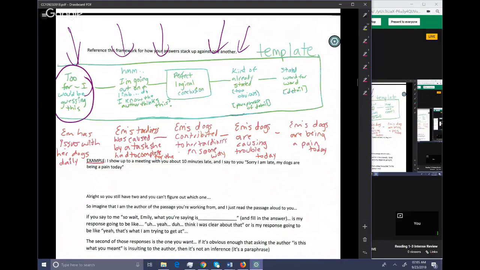And then on the other end of the spectrum is when something is stated, and not only is it stated, it's stated word for word.